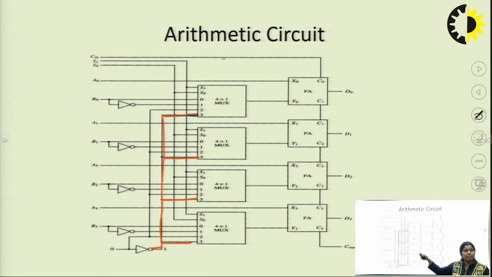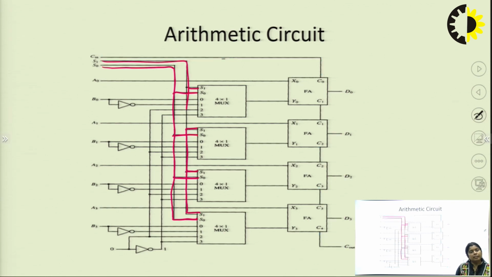Now this 1 goes to the fourth input value of the multiplexer. Because we are using full adders, 4 full adders for the 4-bit arithmetic circuit, there will also be a carry value, and these carry input values will be forwarded to the next, A0 to A1 to A2 and A3. And the output will be D0, D1, D2 and D3.